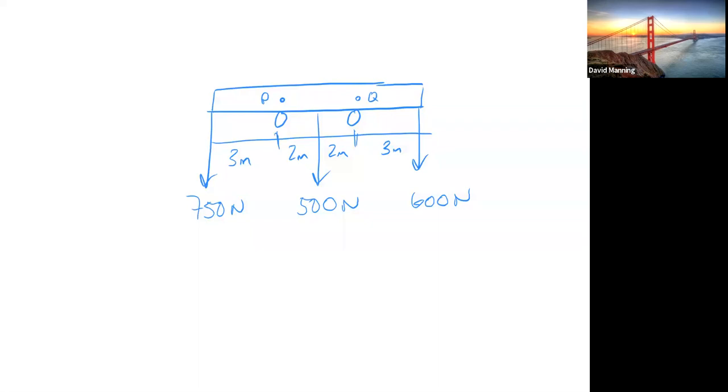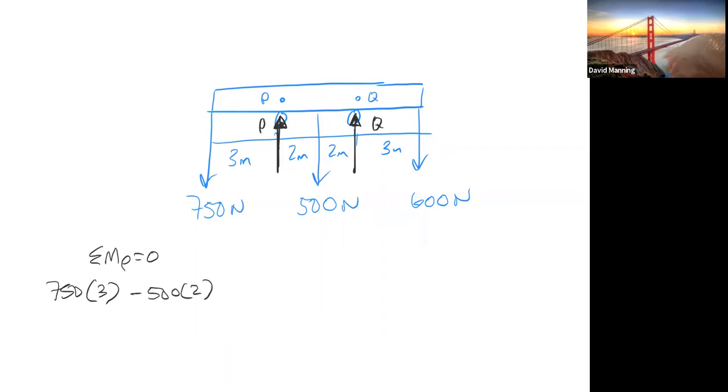All right, let's solve this problem out. We got P, and we got Q. We'll take the sum of the moments about P, set them equal to 0. We got 750 times 3, and that's counterclockwise, so that will be positive. And then we got 500 times 2 going clockwise, so that's negative. And the 600 is negative too. 600 times 7. And we can't forget Q times 4. Set that equal to 0.